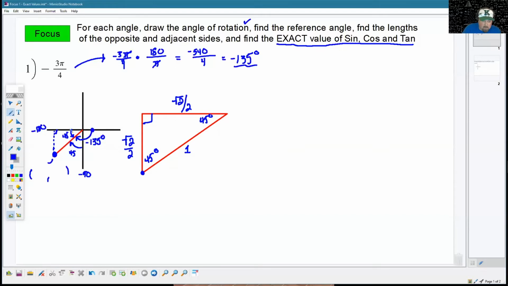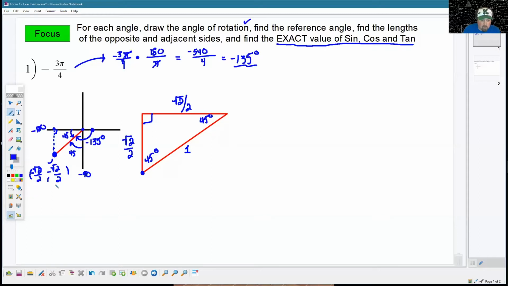And what that means is that this distance right here, from here to this spot, that's negative root 2 over 2 because we're traveling backwards on the axis. So that gives us our x-coordinate, negative root 2 over 2. Then this thing goes down. Down on the coordinate plane is negative. So this is our length right here that goes down. That means this also has to be negative root 2 over 2.